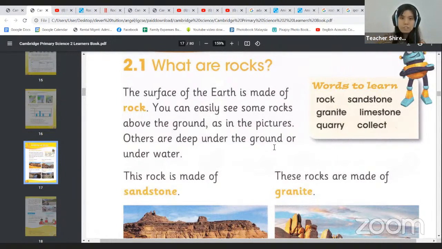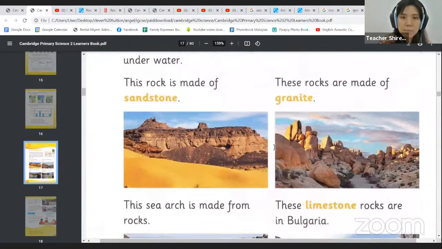Okay, thank you, Jane. So the surface of the earth is made of rocks. It can be many different types of rocks. It can be sand, it can be rock, it can be stone, it can be boulder, it can be sandstone, granite, all the stuff. So we have different types of rocks.